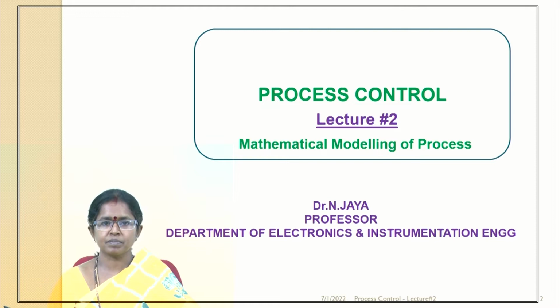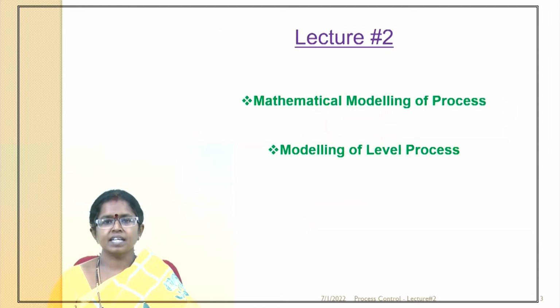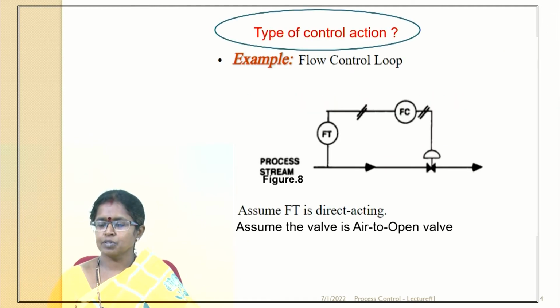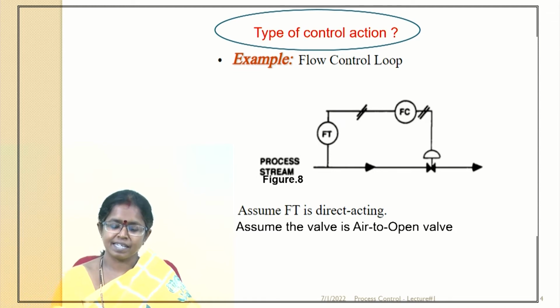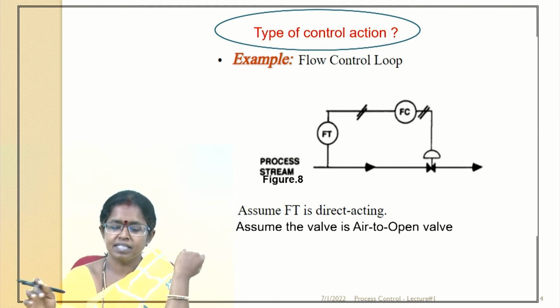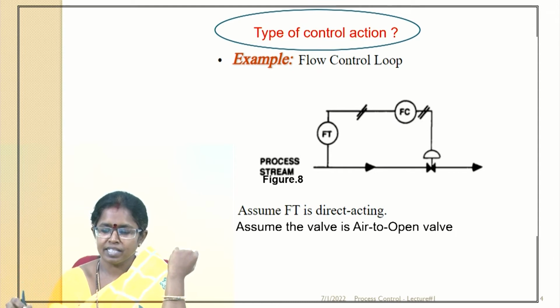The course name is Process Control, and I am Dr. N. Jaya, Professor in the Department of E&I Engineering, Annamalai University. We already discussed lecture 1 in the last class. While discussing lecture 1, I told you about the type of control action needed for this example. What is this example? I showed this example in the last class, right?